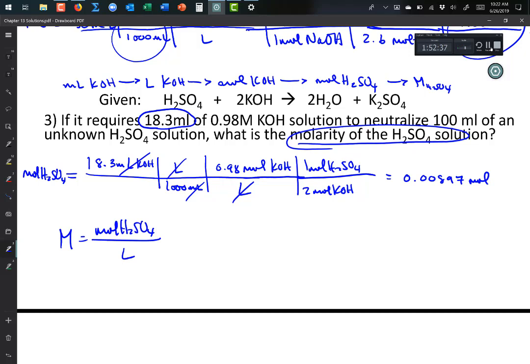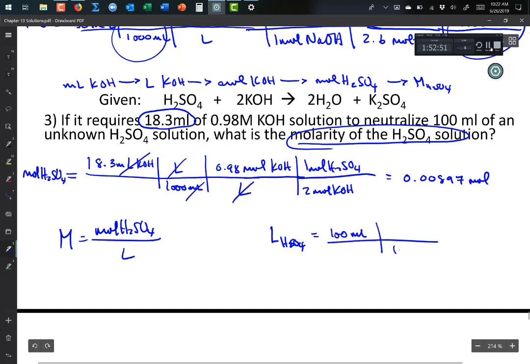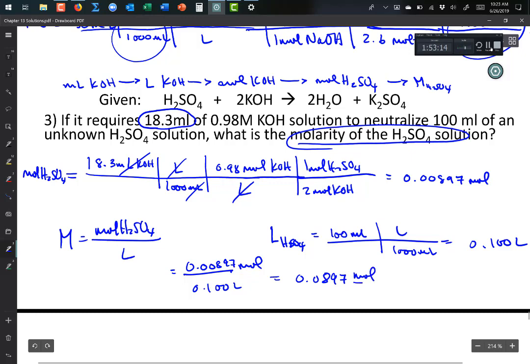And my liters of H2SO4. That's going to be 100 milliliters, 1,000 milliliters per liter. That comes out to be 0.100 liters. So my molarity is going to be 0.00897 moles divided by 0.100 liters. That becomes 0.0897 moles per liter. That's my answer.